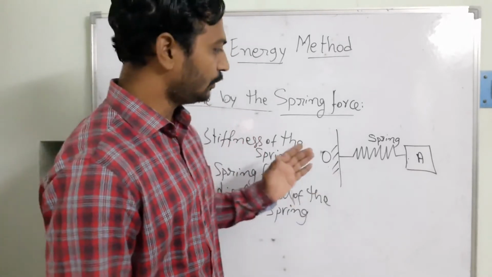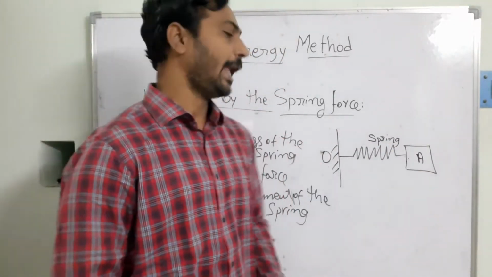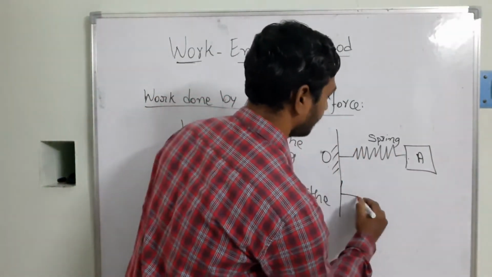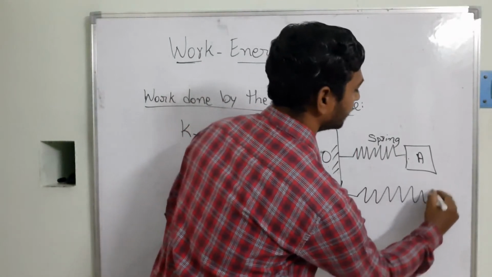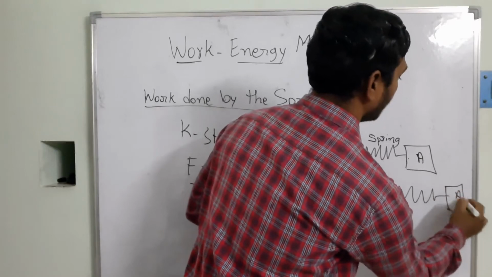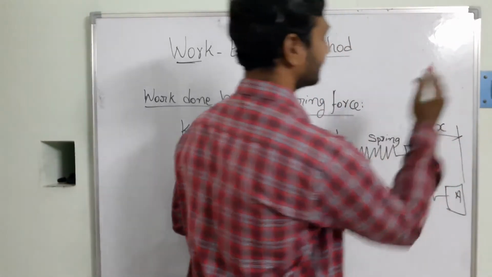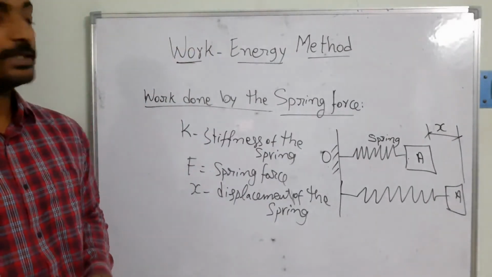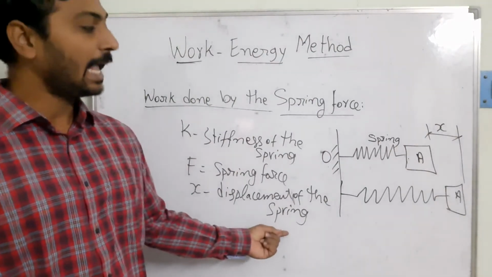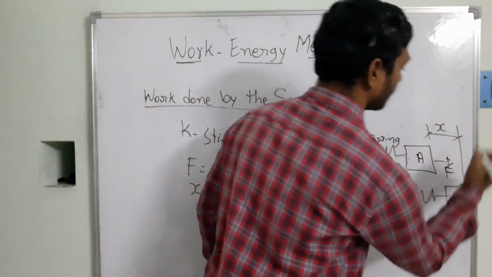Then what am I going to do? I am going to give a small displacement to this block A. So then what will happen? The spring is going to start to elongate, taking the force in this direction. So can you see, this is the block A. It reaches to this position. I am going to call this displacement x. This x is the displacement of the spring, and it is subjected to the force F in this direction.